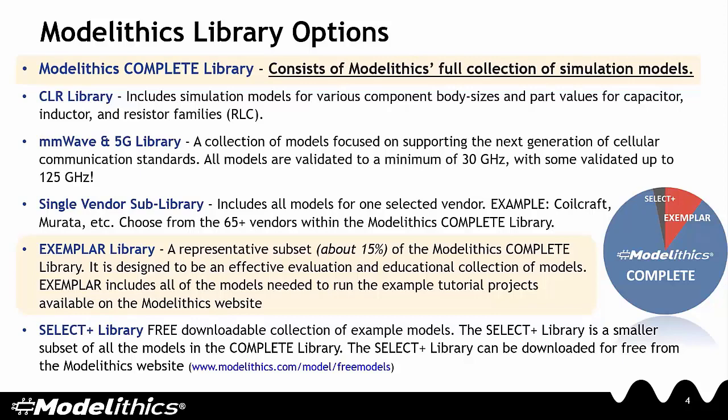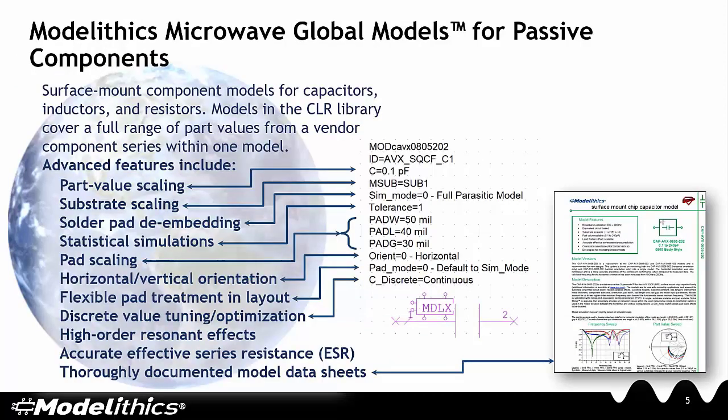You may also want to take advantage of the Exemplar library. The Exemplar library is a representative subset of the Complete Library. It's intended to be an effective tool for evaluation and educational purposes. The Exemplar library is Modelithics' standard trial library. It includes all of the same example projects that come with the Complete Library. Finally, the Select Plus library is a smaller subset of all the models in the Complete Library. The Select Plus library can be downloaded for free from the Modelithics website. For more information on any of these, please contact sales@modelithics.com. So now, getting back to the Complete Library, we'll discuss Modelithics Microwave Global Models.